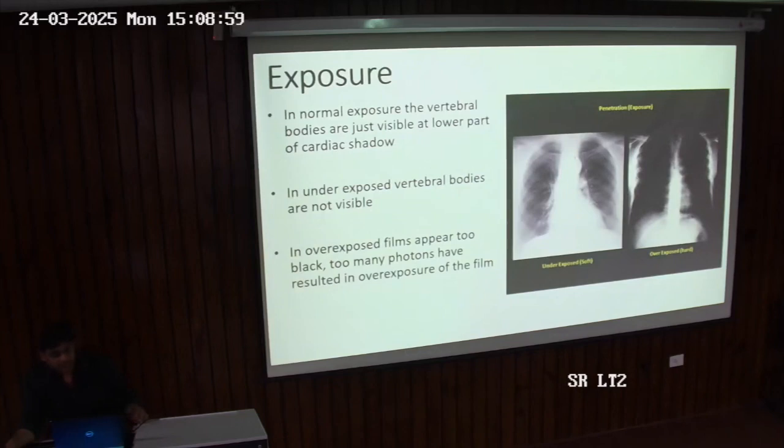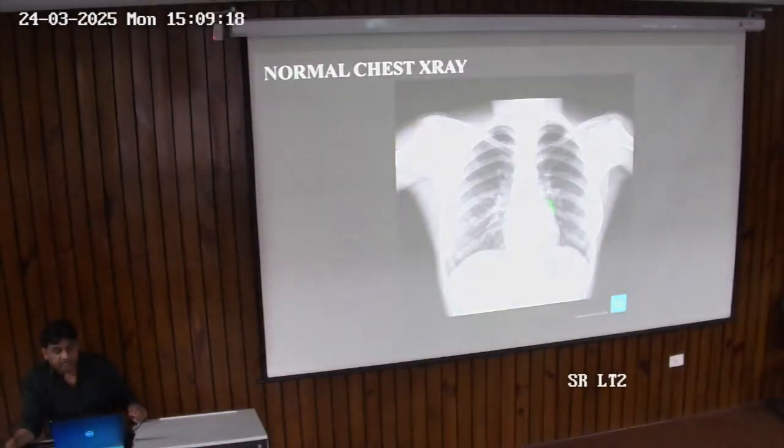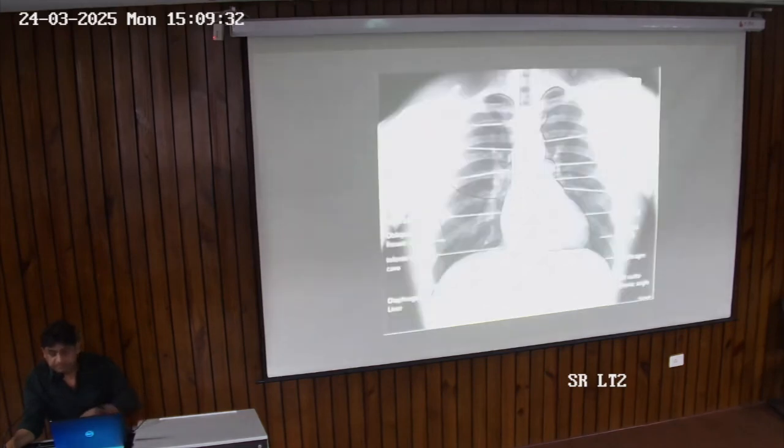Regarding exposure, in a normally exposed film, vertebral bodies are just visible at the lower part of the cardiac shadow. In an underexposed film, vertebral bodies are not visible, but an overexposed film is too black, because too many photons have resulted in overexposure of the film. This is a normal chest X-ray: you can count the anterior ribs and posterior ribs, vertebral bodies are faintly visible, and the parenchymal tissue is well ventilated and well exposed. It is an inspiratory film.